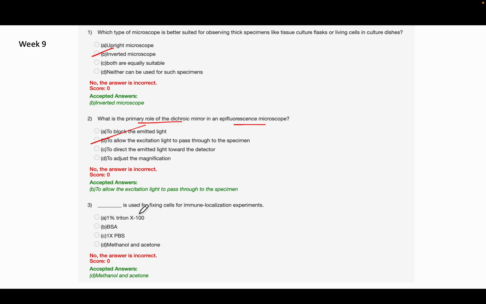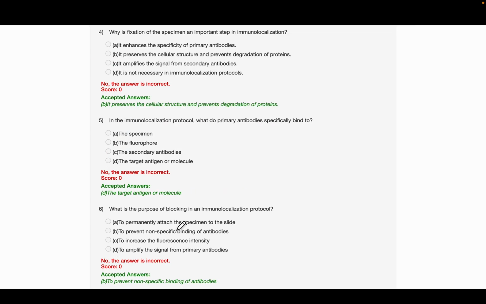Next question. What is used for fixing cells for immunolocalization experiments? We don't use BSA, we don't use 1x PBS, and for fixation we don't use 1x Triton X-100. We use methanol and acetone for fixation, to reduce movements inside cells. Let me know if you have any doubt.